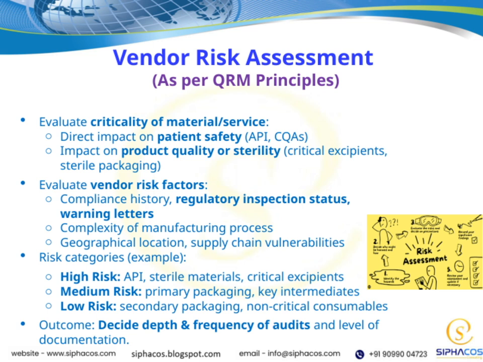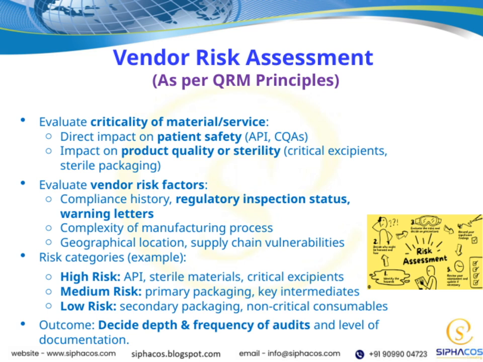Next, we assess vendor risk factors. This includes reviewing their compliance history, regulatory inspection records, and whether they've received any warning letters. These indicators help us gauge their reliability and adherence to regulations. We also consider the complexity of their manufacturing process, as more complex processes can introduce higher risks. The geographical location of the vendor is another important factor, since supply chain vulnerabilities may arise due to regional issues or logistical challenges. Based on this assessment, we categorize the risk levels.